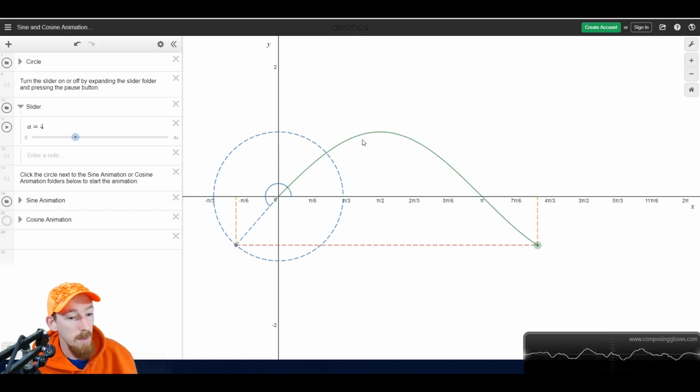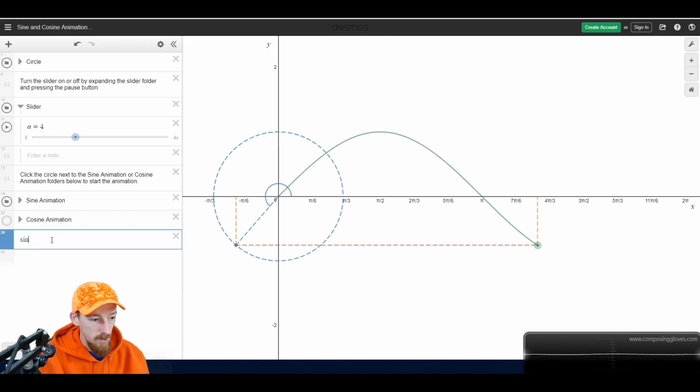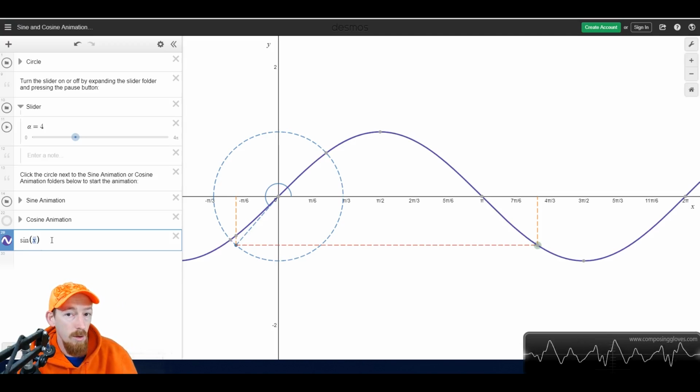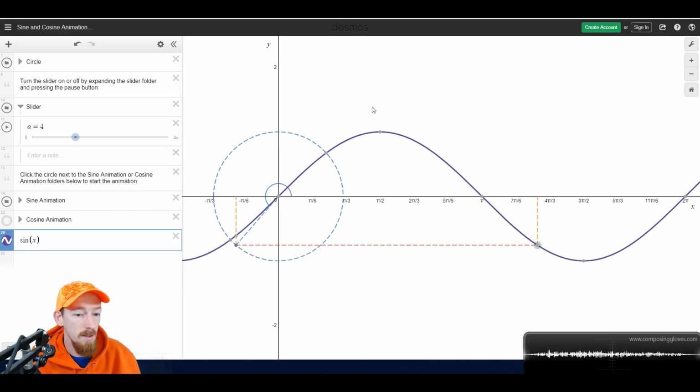Because it's coming from some specific angle on here. And so when we say sine of x, we call the x the phase. And it's a measure, it's an angular measurement. And so that's what our x is. So let me get rid of this.